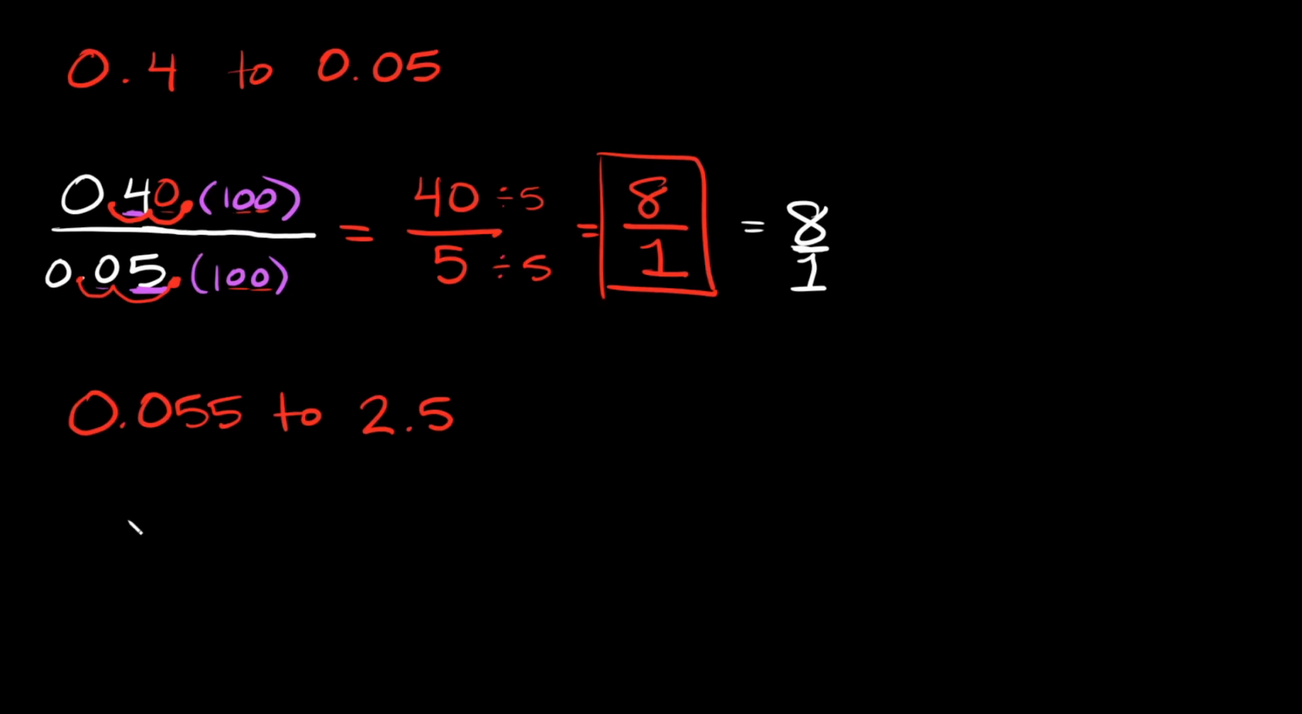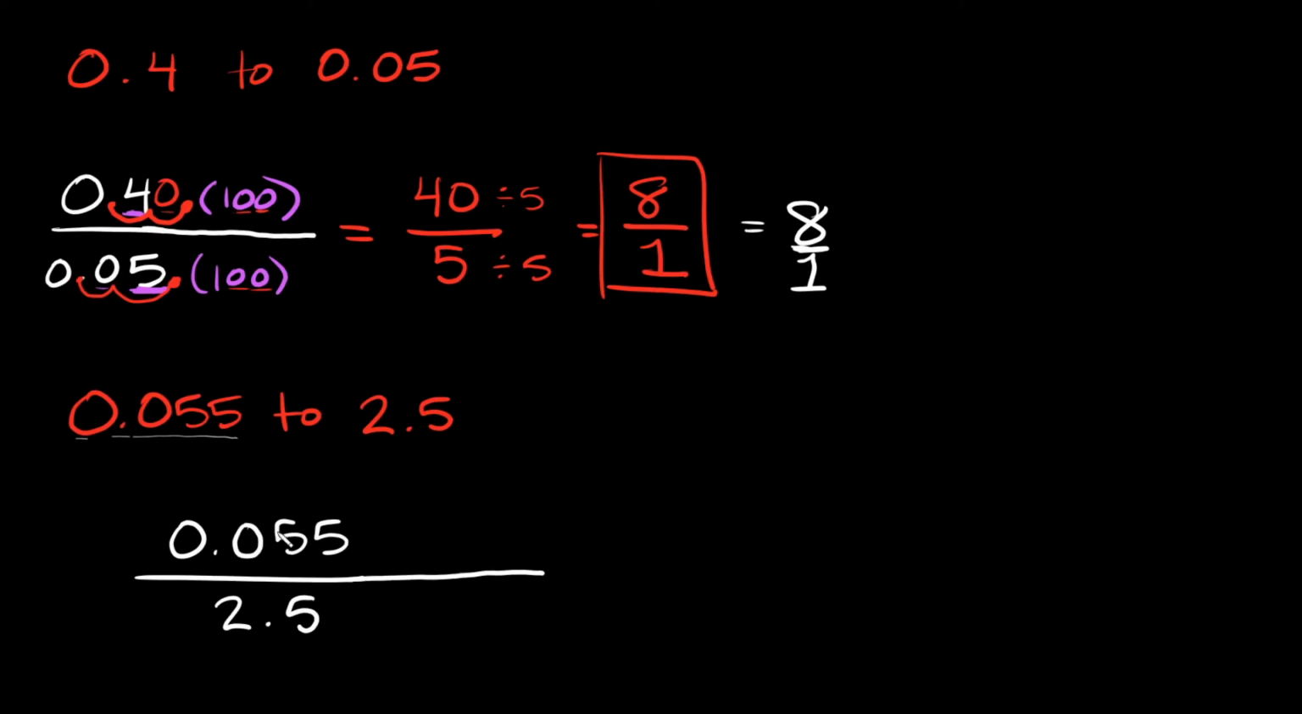Let's go through this second example, and then I think you're going to notice the pattern. Here, our ratio is 0.055 to 2.5. Again, your first step is rewriting this as a fraction, and the first number goes on top. So I'm going to write this as 0.055 over 2.5.